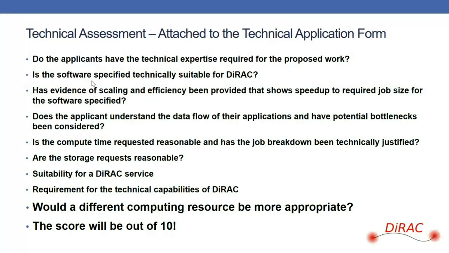In order for us to identify if the amount of cores you require is justified, we ask you to give evidence of how your code scales. There are two different types of scaling, so please look at that one and give as much information as you can, not as you might have at the moment, but as you can, because the better that is described, the higher that part of the mark will be. Does the applicant understand the data flow of the application?